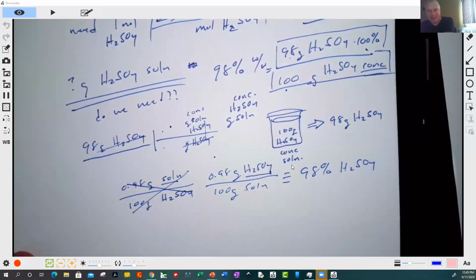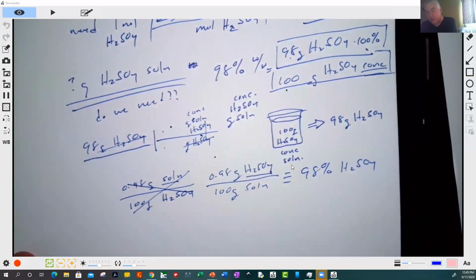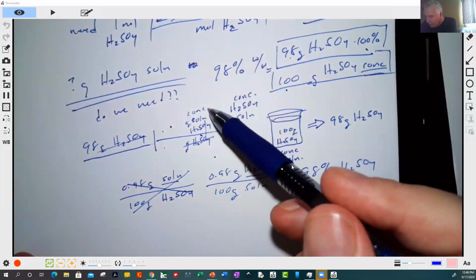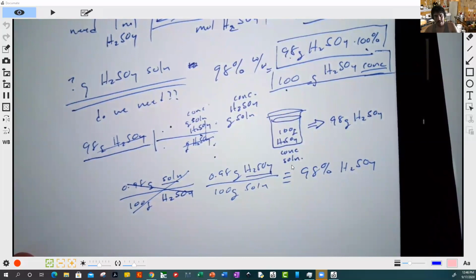Let's do HCl next. That's 35. So we have to put something in the numerator here that has grams of solution, and something in the denominator that has grams of H2SO4, so that we can get the grams of the solution that we need. Okay? So let's go for that one more time. How many grams of solution for how many grams of H2SO4? Jorge. So it would be 0.98 grams of the concentrated solution divided by 100 grams? No. Not that.